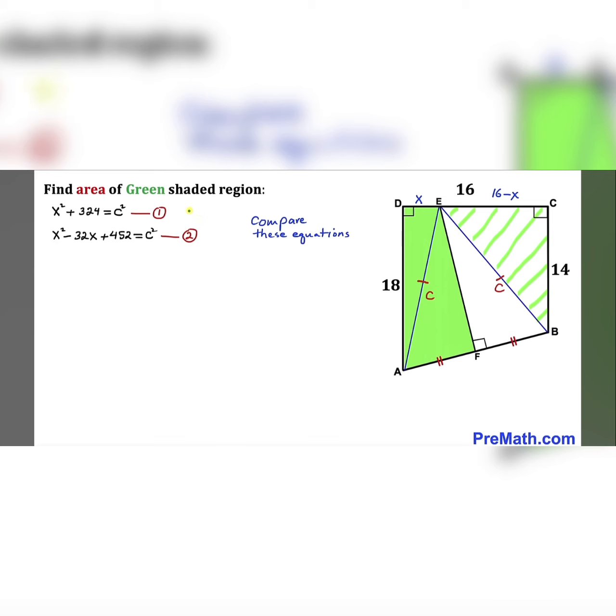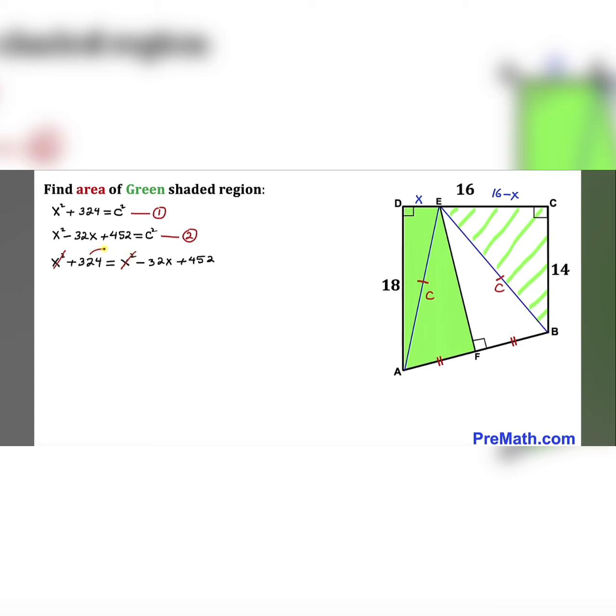And now let's compare these two equations. We can see the right-hand sides are both c squared. So we can equate the left-hand sides as well. So I can write x squared plus 324 equals x squared minus 32x plus 452. And now we can see this x squared and x squared are gone.